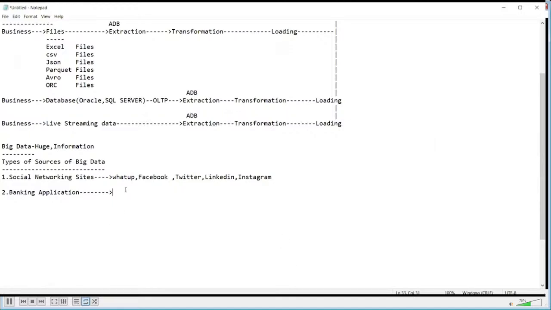Getting my point? So we can get the big data from banking applications. That means this we have discussed as a business. Business can be a social networking site, which is one type of business. Banking application is another type of business from where we get the data. Then we can also get the data from machine generated data.